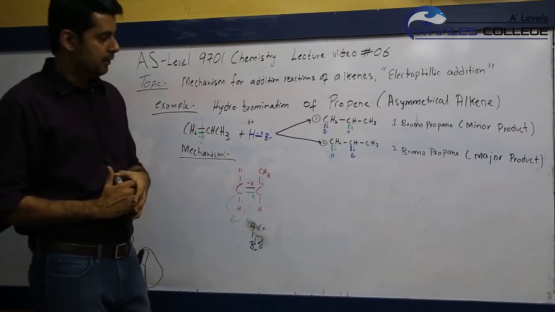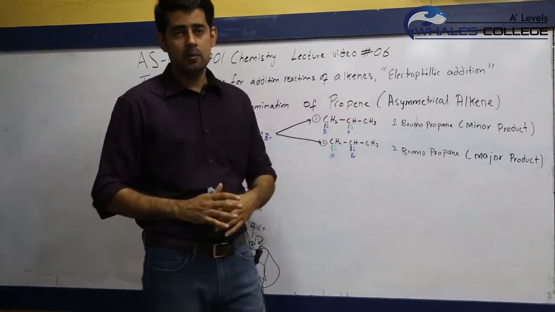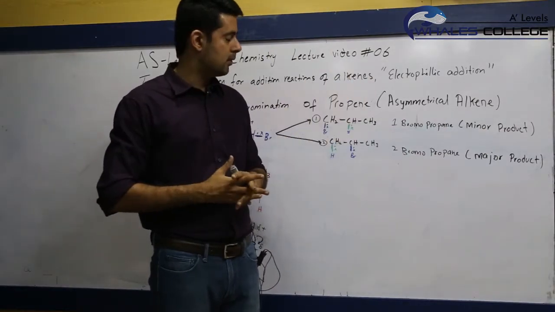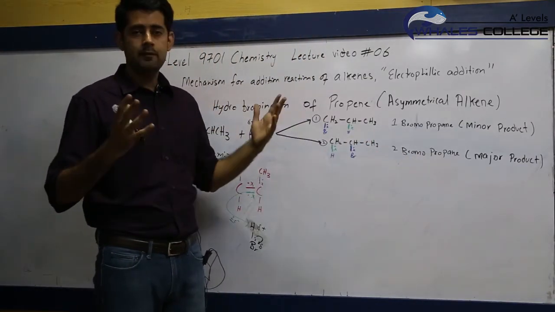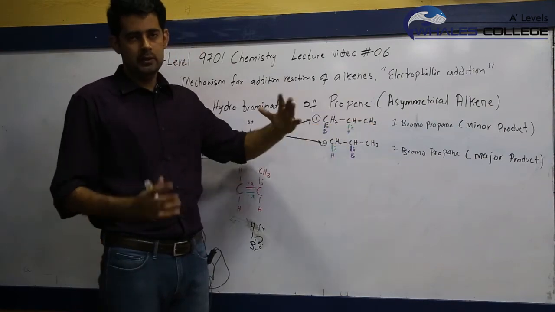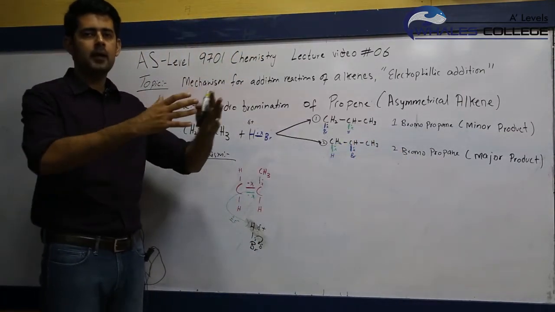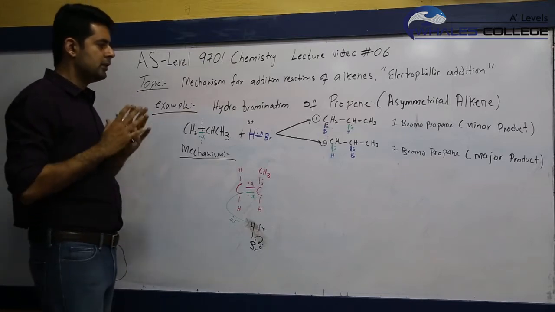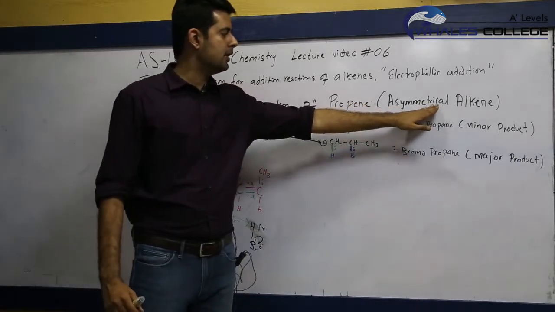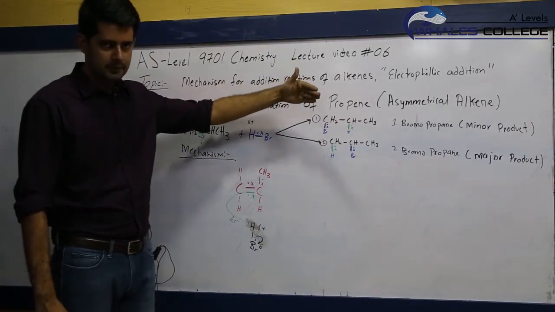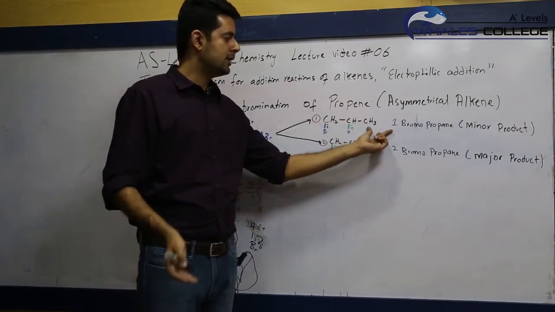Another thing to learn over here is that 1-bromopropane is formed in a smaller quantity, that's called the minor product, like 25% or maybe less. And 2-bromopropane is formed in a larger quantity, maybe 75%. So they are not formed in equal quantities in the mixture. You get less 1-bromopropane and more 2-bromopropane in your reaction mixture. First I am going to explain how it becomes possible for asymmetrical alkenes like propene to give two different isomers. And then in the next part, I'll explain why one of the isomers is in lesser quantity than the other one.